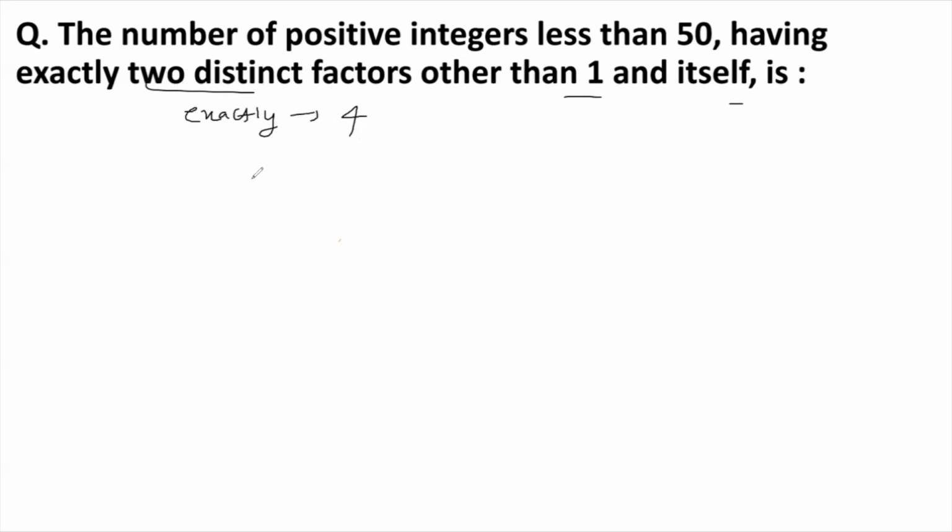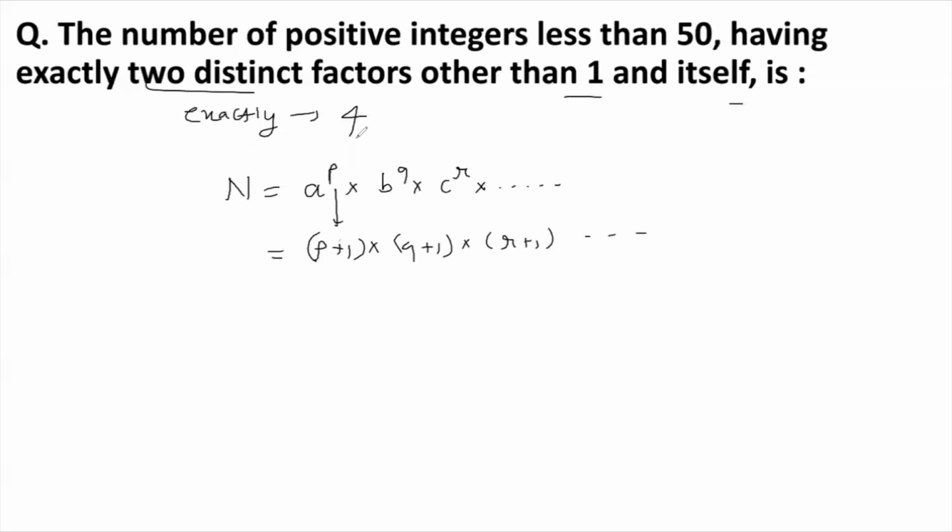Now, guys, we know this concept that for any number n, if it is prime factorized as a raised to p, b raised to q, c raised to r, and so on, the number of factors is given by (p plus 1) into (q plus 1) into (r plus 1), and so on. So basically, we want numbers of the form a raised to p, b raised to q, c raised to r, and so on, such that the product (p plus 1) into (q plus 1) into (r plus 1) should be equal to 4, right? This product should be equal to 4.